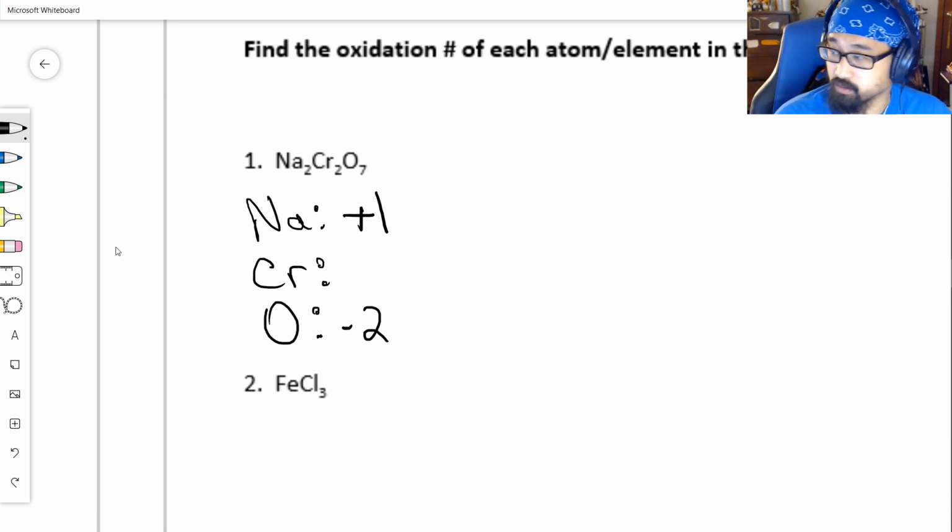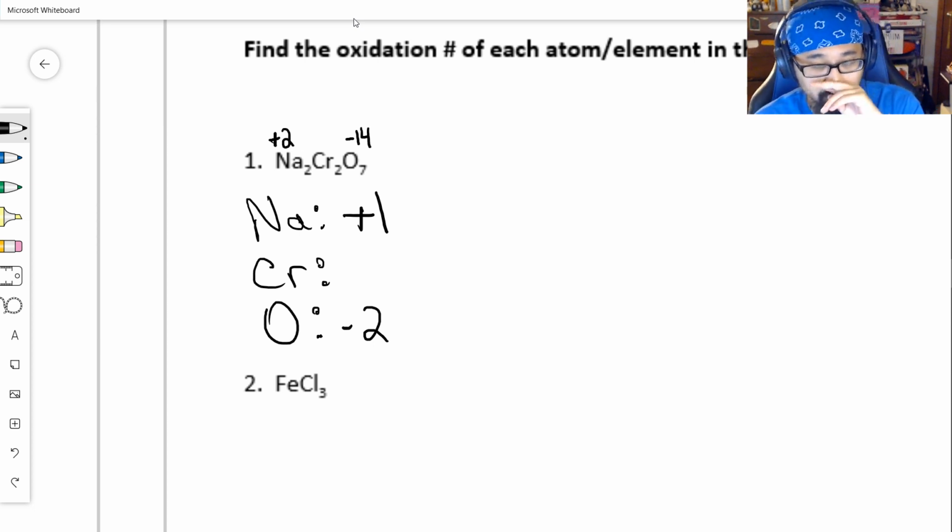So what I'm going to do is figure out how much total charge these Nas make up, how much total charge these O's make up. The subscript 2 next to Na tells me that I have 2 of them, so my total charge here is +2. My total charge for oxygen is -14, because there's 7 of them, and they're -2 each.